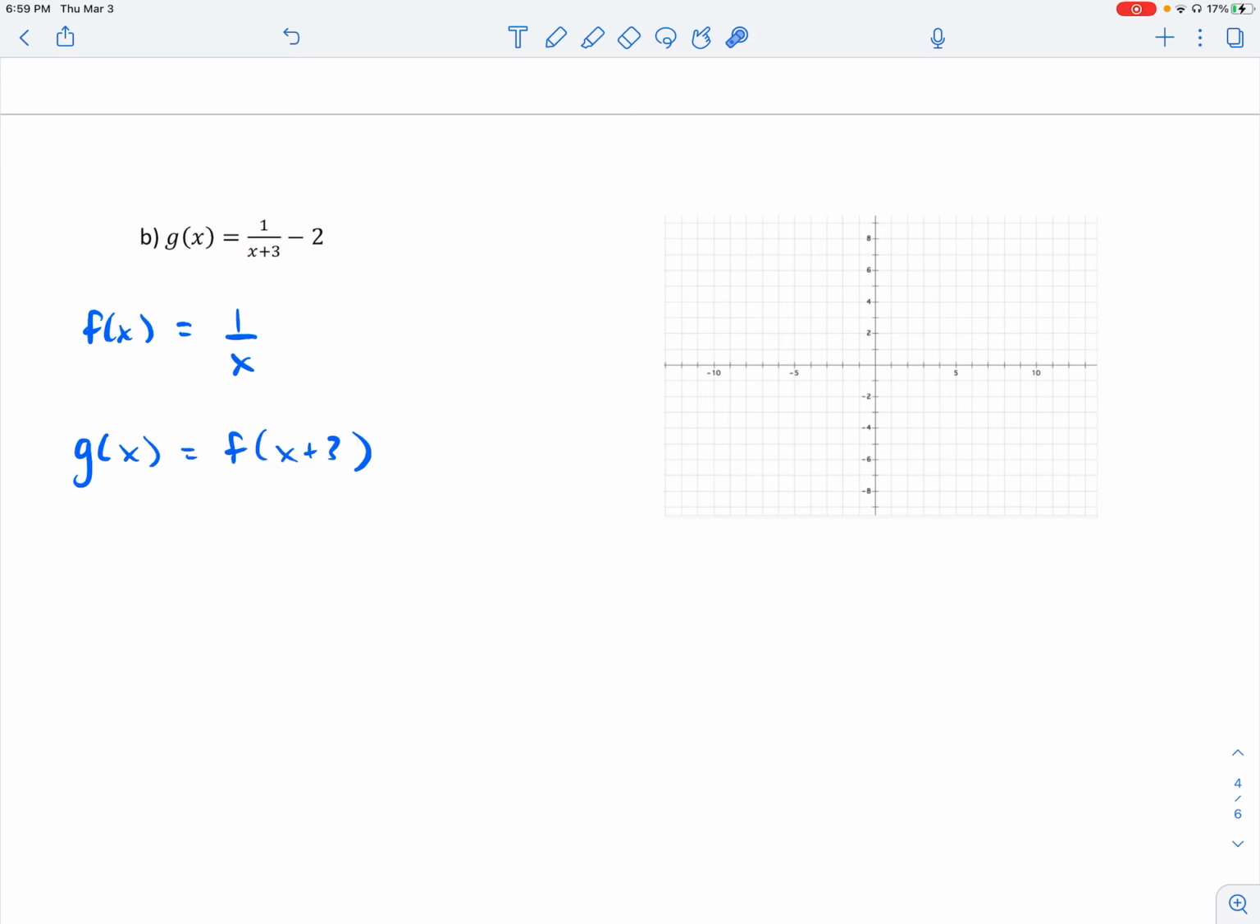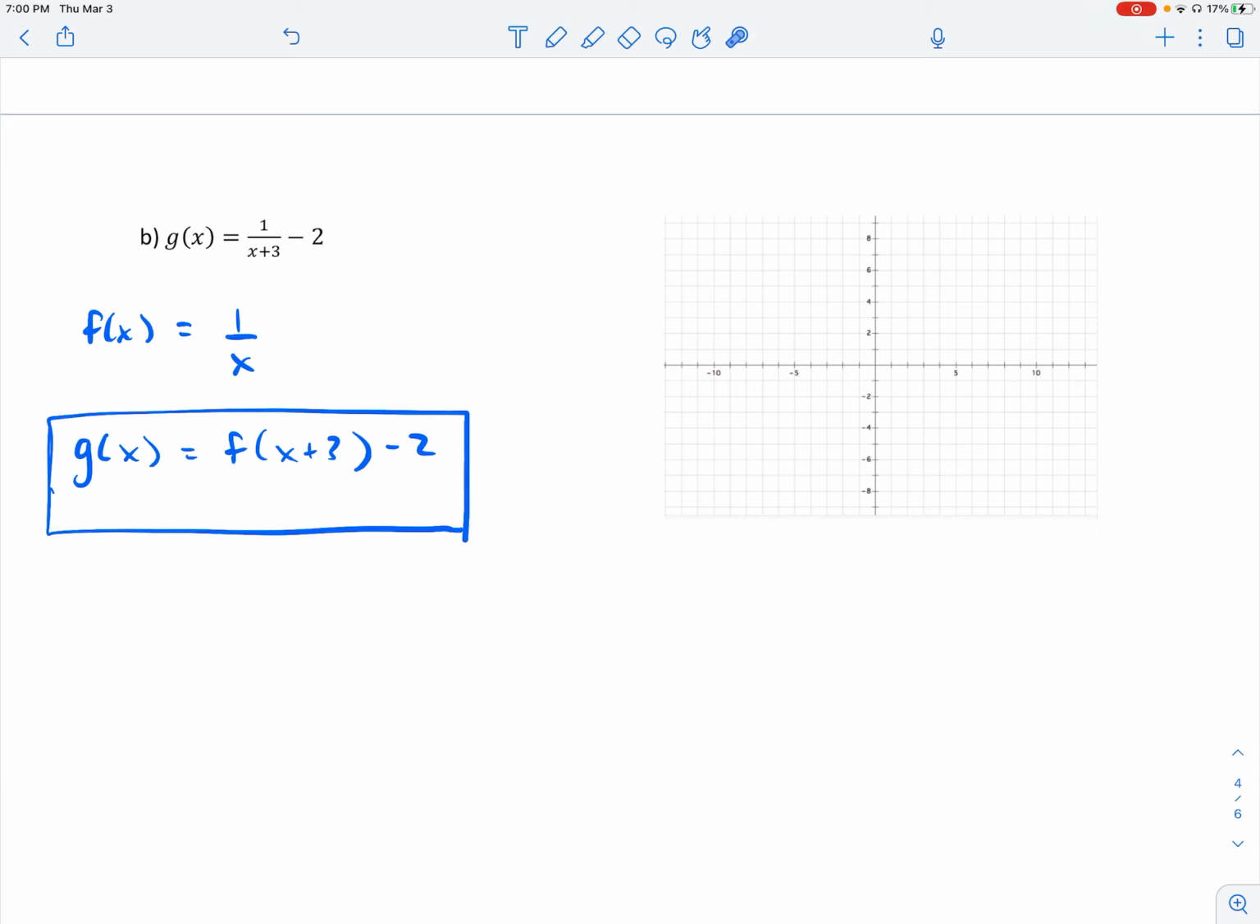All I'm trying to do is come up with a set of instructions of what to do to f of x in order to get this. Then we just have minus 2 at the end, so we can write minus 2, and we can call this one done. So this is the transformations described in function notation. We say a new function g of x is equal to a base function f of x, but we're going to transform the x part in here, and we're going to subtract 2.